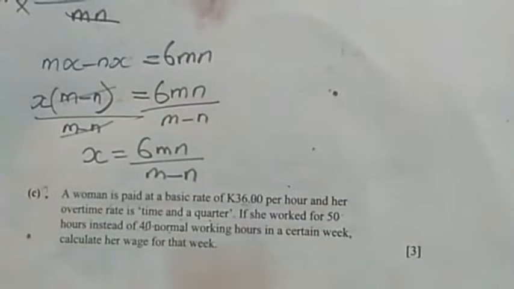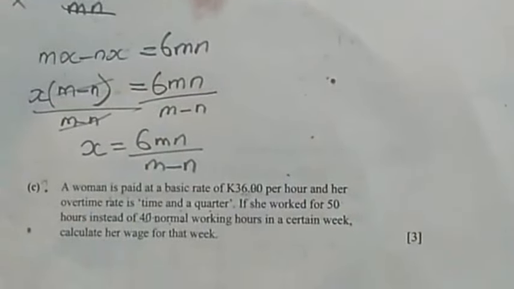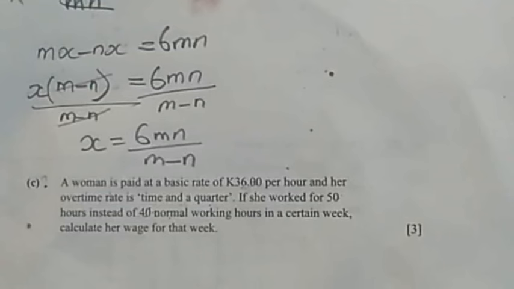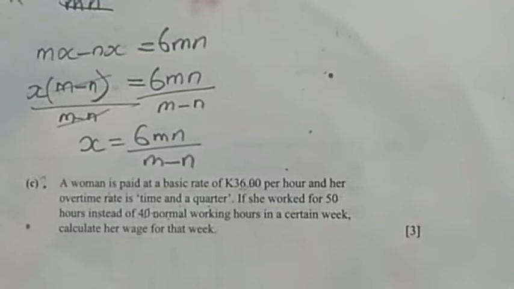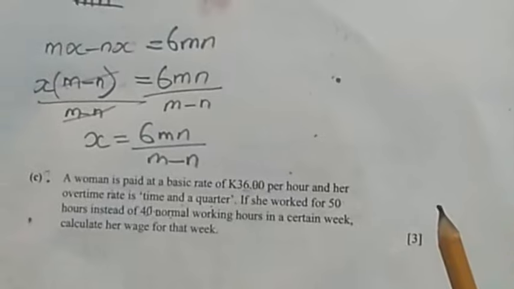Okay, so that is the answer, which is x is equal to 6mn over m minus n. So I've made x the subject of the formula successfully. If you have questions, I will be able to answer you in the comment section. If no questions, we can go to question 3c.